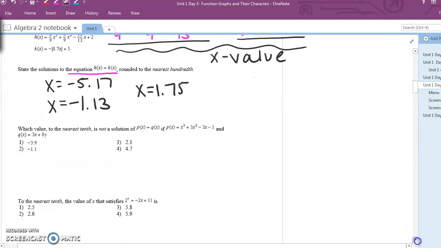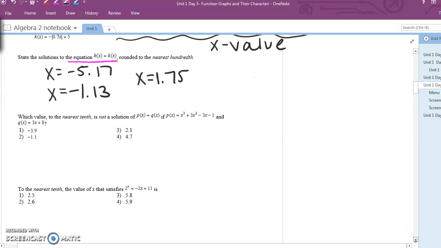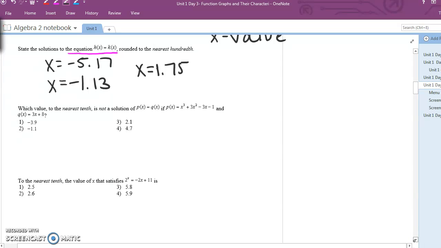So now, same idea, just different question. Which value to the nearest tenth, now this time, is not a solution to p of x equals q of x? So again, graph each one. Now this time, when you find where they intersect, you want the answer that doesn't work. So pause the video, graph it, and see what you get.